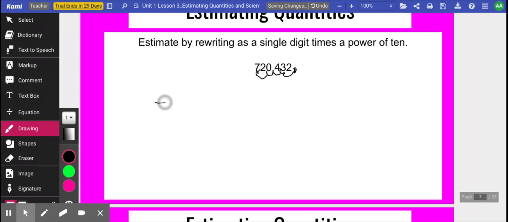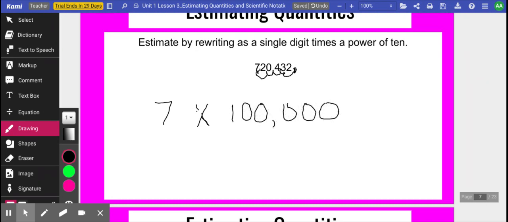So as a single digit, I have 7 times 100,000, which in scientific notation would be 7 times 10 to the, how many places did I move my decimal? 1, 2, 3, 4, 5. 10 to the fifth power. Let's look at another one.